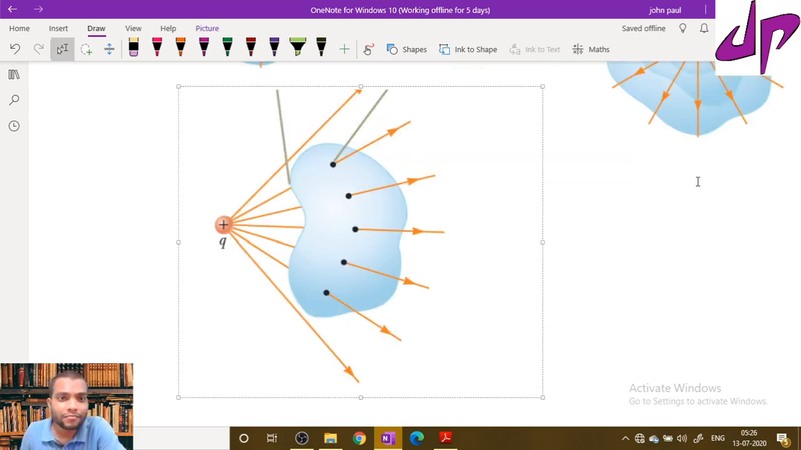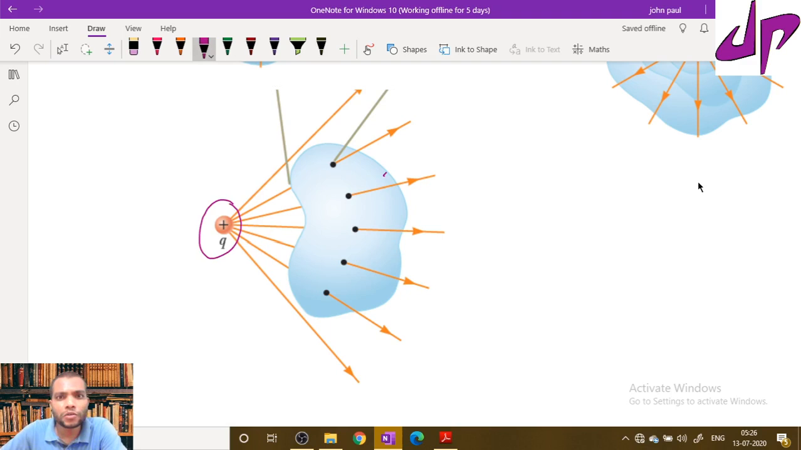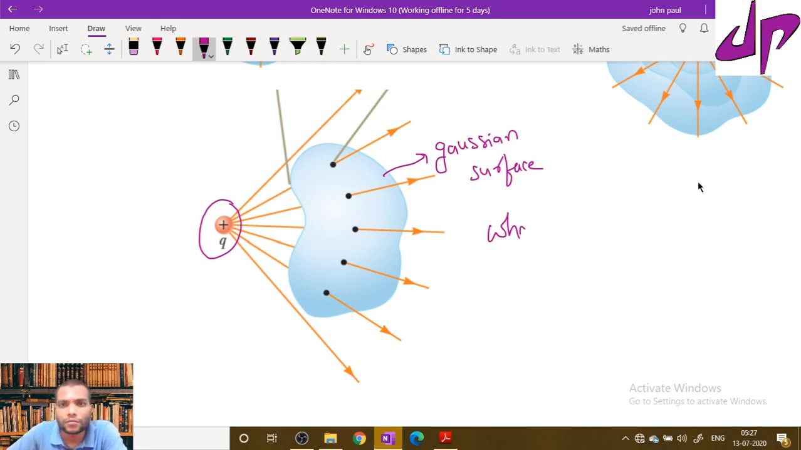See the second condition. The second condition is here. Now the charge Q is at one place, but the Gaussian surface you selected, this closed Gaussian surface, here you can see the Gaussian surface does not enclose the charge. So in this case, what is the net flux?